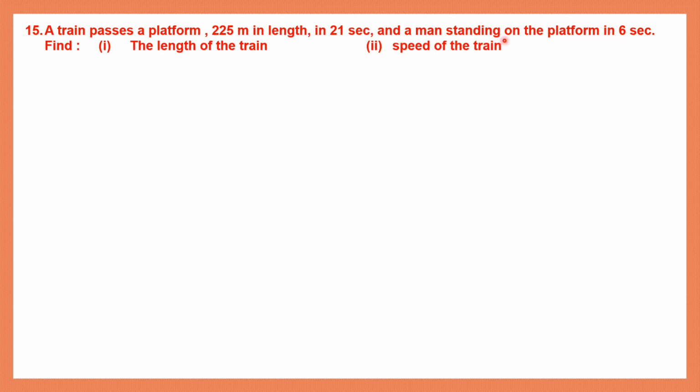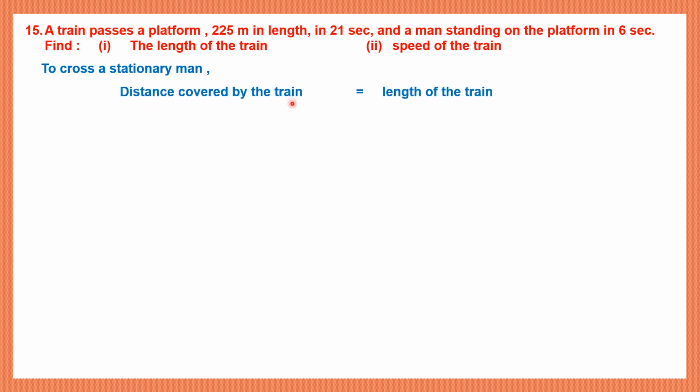Passing a stationary man or the pole, we use the same method to find it. So let's again use this point. If the train has to cross a stationary man, then the distance covered by the train is equal to the length of the train.